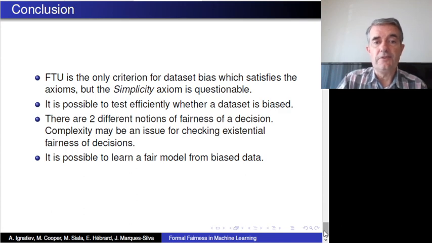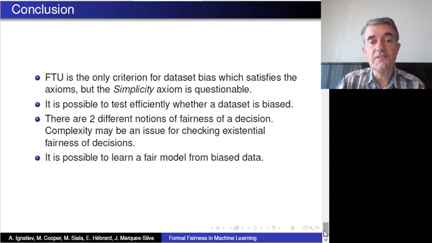So in conclusion, we've seen that FTU is the only criterion for dataset bias which satisfies our 5 axioms. However, the simplicity axiom is questionable, so there may be other criteria. We can test in linear time whether a dataset is biased using FTU.